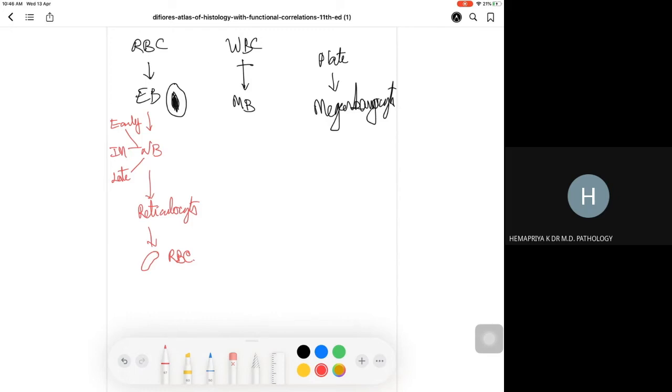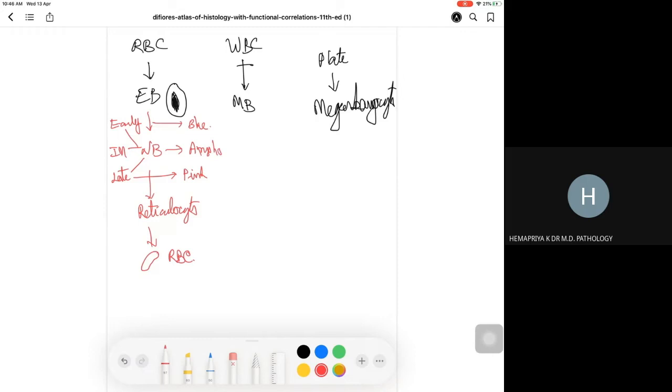And when you get the hemoglobin higher, they will give you a pink color. So late normoblast will be pink cytoplasm. Early normoblast will have a blue cytoplasm because no hemoglobin. Intermediate is amphophilic, mixture of blue and pink cytoplasm.